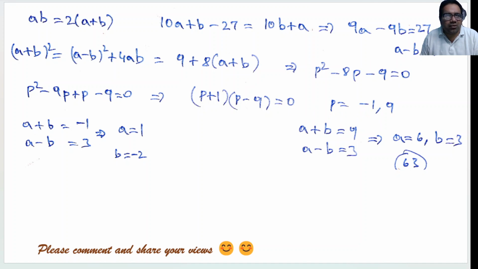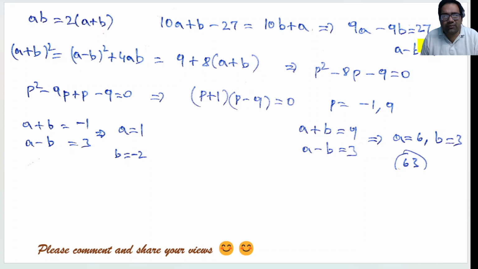P is our A plus B, right? So A plus B is either minus 1 or 9, and A minus B is already 3. If A plus B is minus 1 and A minus B is 3, then 2A is 3 minus 1, which is 2, so A is 1, and B is minus 2. This is one option. But A and B are digits, and a digit should not have a sign, so we cannot take this. We are left with the other one.